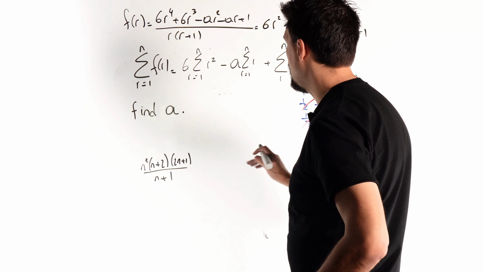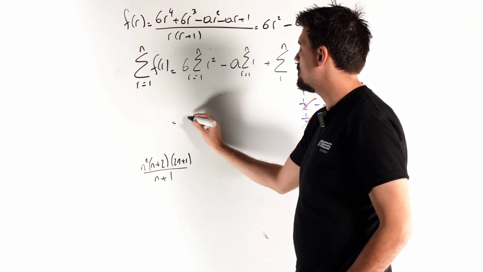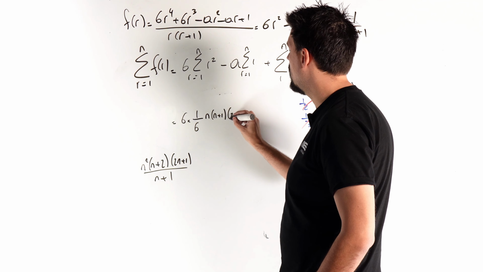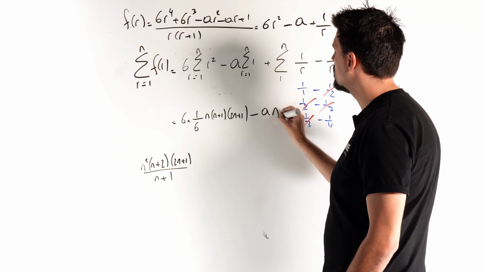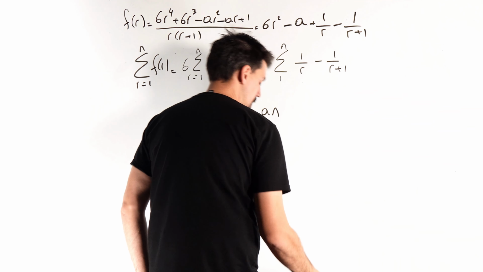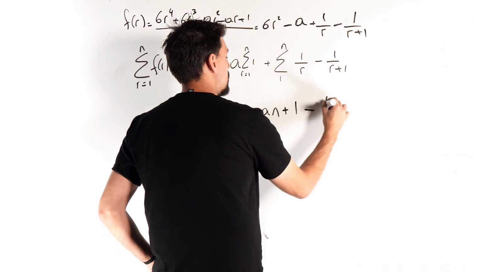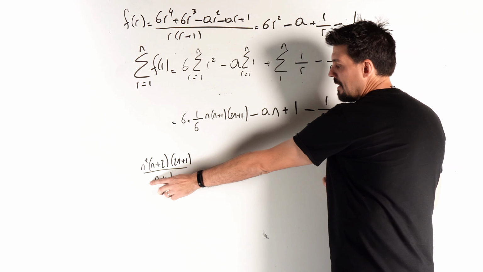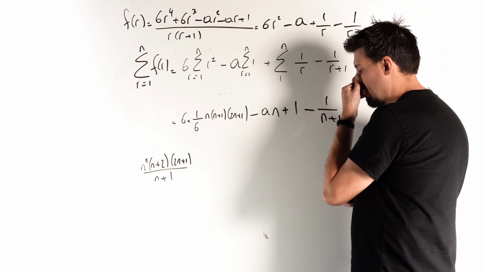So putting all of this together, I end up with 6 times the sum of r squared, which is 1/6 n, n plus 1, 2n plus 1, minus an. And then this has been a difficult one for the board, all right? I won't fib to you. Plus 1 minus 1 over n plus 1. Now, when you look at our target over here, that is actually quite reassuring because that's an n plus 1 down there. We've got an n plus 1. So let's see what else we can do.